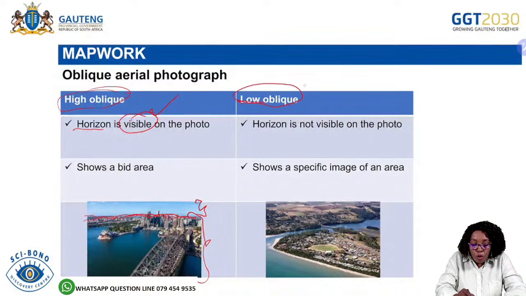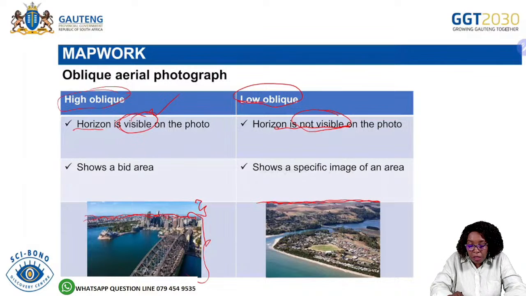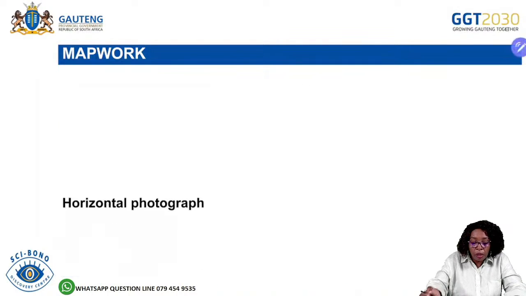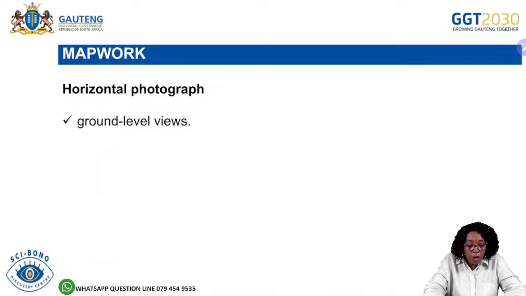Then when we look at a low oblique, the horizon is not visible. So that is key there, which brings in the difference there. When you look at this particular photo, we don't have any horizon that we can identify there. Then the other characteristic is that it shows a specific image of an area. So can you see that instead of having the stretched surface area, now the camera is focusing directly onto this whole area that we can see here. So it shows specific image of an area. Okay. So that is the difference between the high oblique and the low oblique.